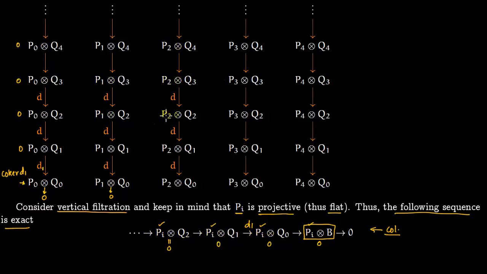Here you have P2, P2, P2, P2, and so on. So this is how our column looks like, and we are talking about how do you find the co-kernel of D1. So what is the co-kernel of D1?